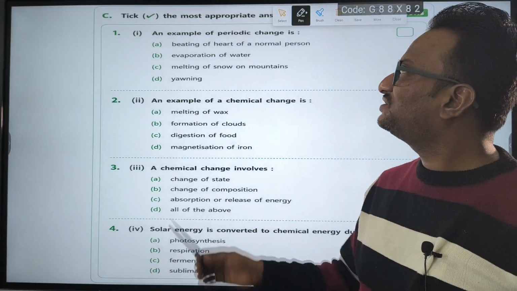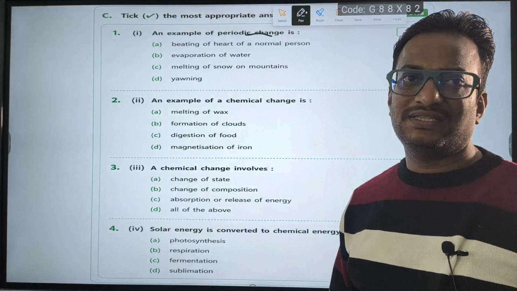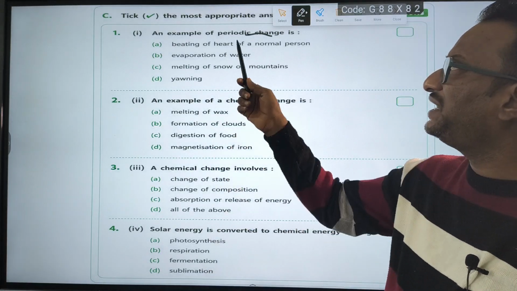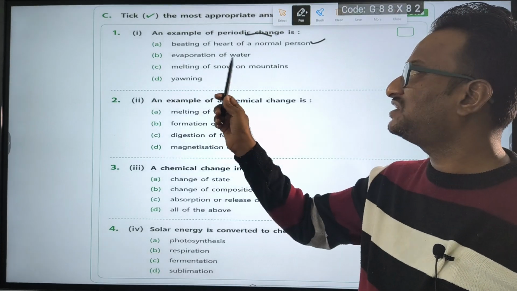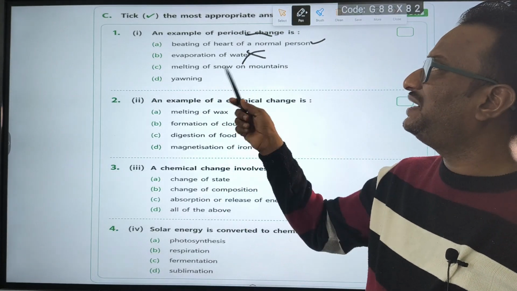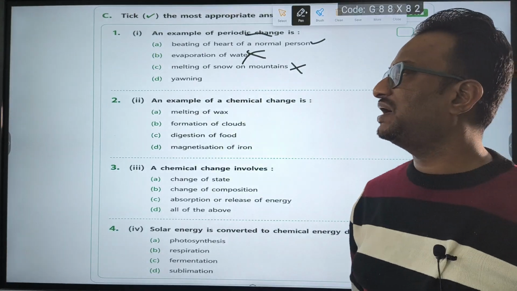Next example, an example of periodic change. Periodic in the sense regularly it should happen. Beating of heart of a normal person, yes, it is a periodic change. Evaporation of water is not a periodic change. Melting of snow on mountains also not a periodic change.